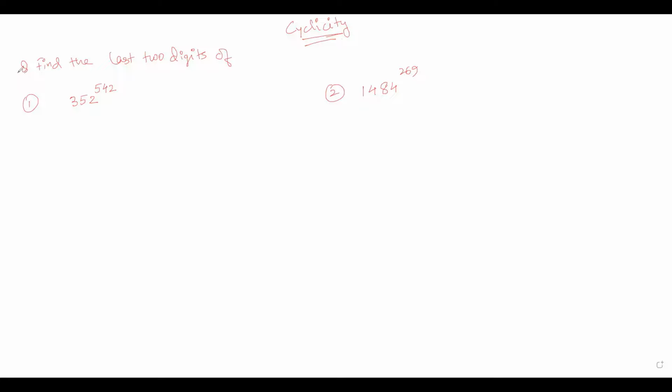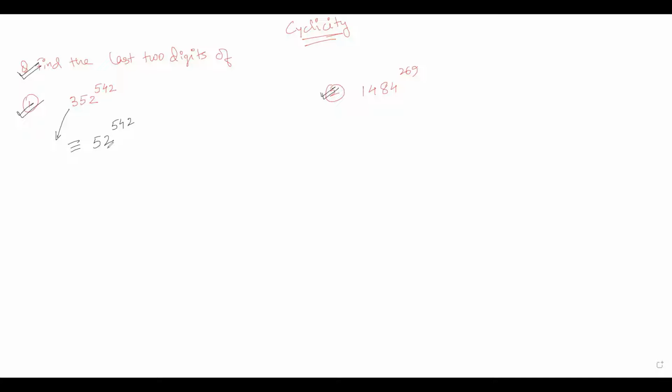Now let us find the last two digits of these two numbers. The first one given here is 352 raised to the power 542. I know that the last two digits of 352 raised to the power 542 would be same as the last two digits of 52 raised to the power 542. And we know that all such numbers follow a cyclicity of 20.